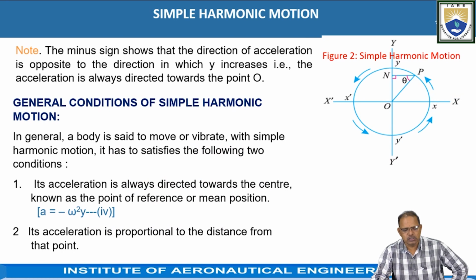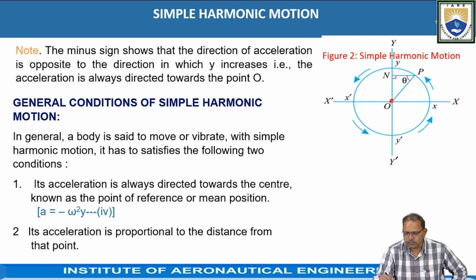The minus sign shows that when the body is moving in simple harmonic motion, its acceleration is always directed toward the equilibrium position or the center position. This property, that the acceleration is always directed toward the point O, is called the fundamental property of simple harmonic motion. That is, when the body is oscillating with simple harmonic motion, the acceleration is always directed toward the equilibrium position or the center.